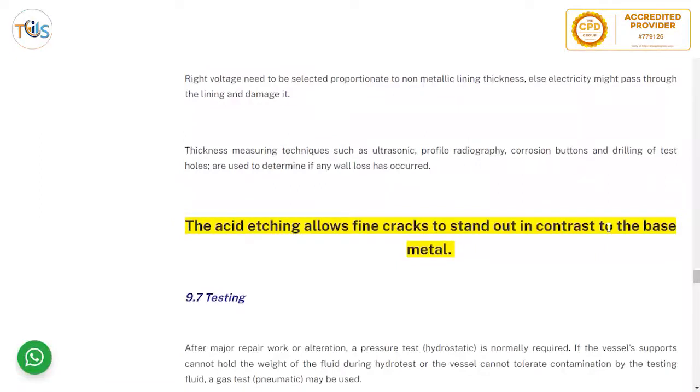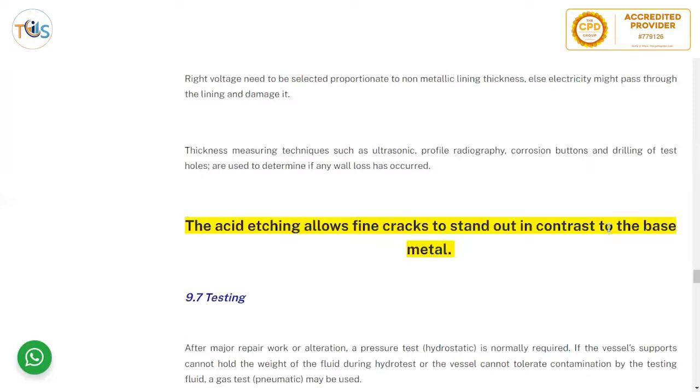The right voltage needs to be selected appropriate to the non-metallic lining thickness, else electricity might pass through the lining and damage it. You have to make sure that the voltage is appropriate because the coating is actually an electrical insulation. But if the voltage is too much, it passes through the insulation and actually makes a hole in it. So it's always done once only. You can't repeat this Halliday testing again and again because you might damage the coating.